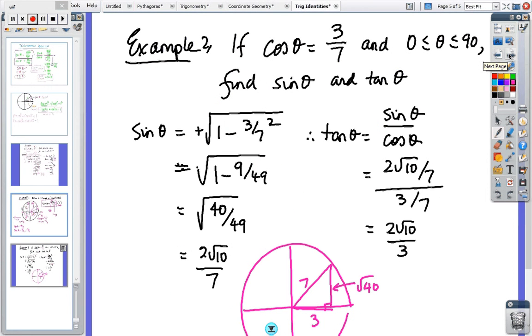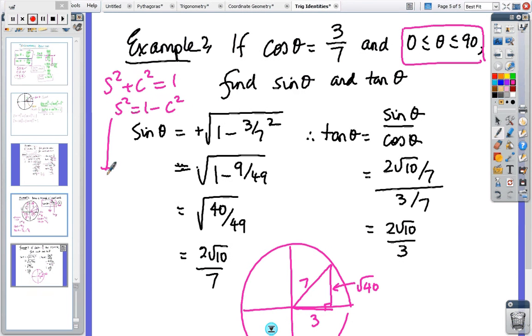So example 2, I'm going to show you both ways. So if cos theta equals 3/7, and we're told this additional information over here, whereas the first one we weren't told any additional information, find sine and tan. So sine theta, we've got sine squared plus cos squared equals 1. So I'm taking sine squared equals 1 minus cos squared. And so sine will equal plus or minus the square root of 1 minus cos squared.